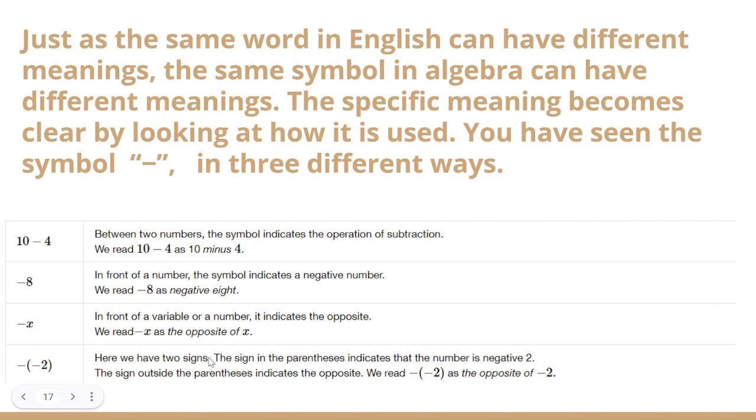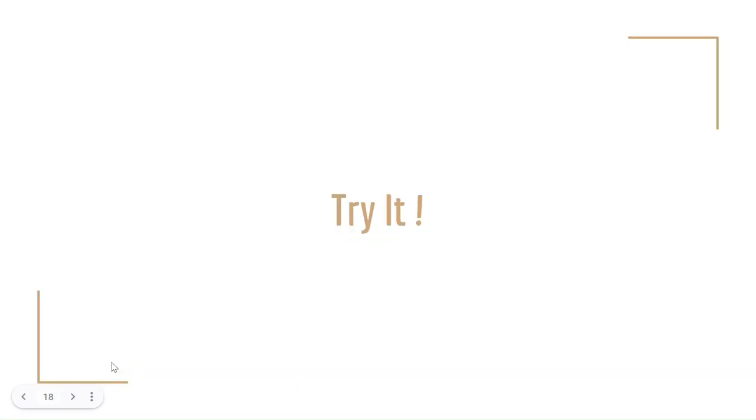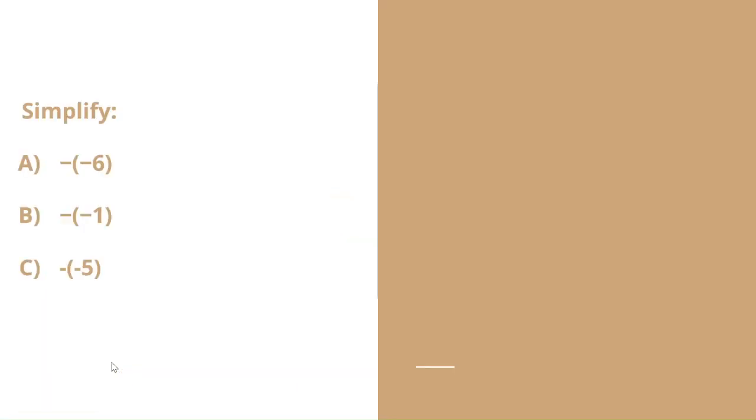And here we have 2 signs. If you got 2 symbols before a number, so for example, the opposite of -2, which is actually just 2. We will learn this later. So now you can try to simplify these 3 numbers. For this one, I'll give you 20 seconds to answer it.